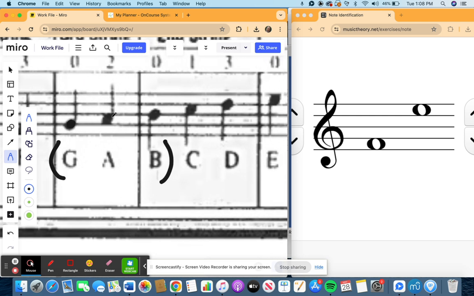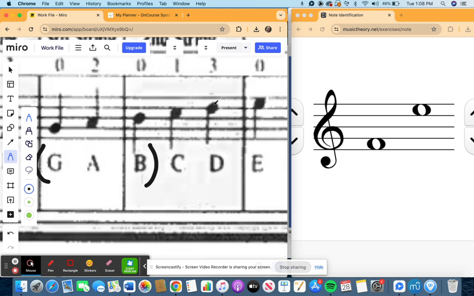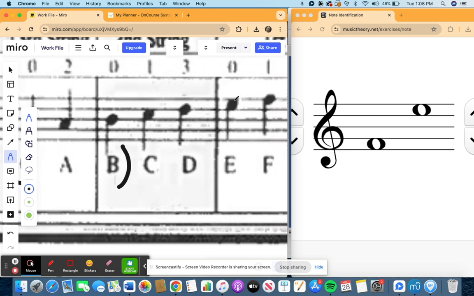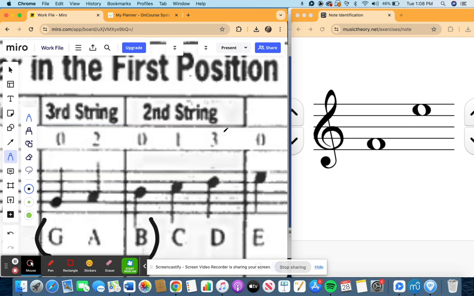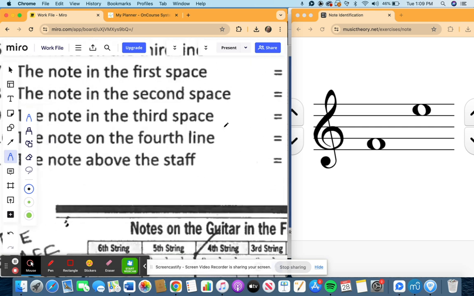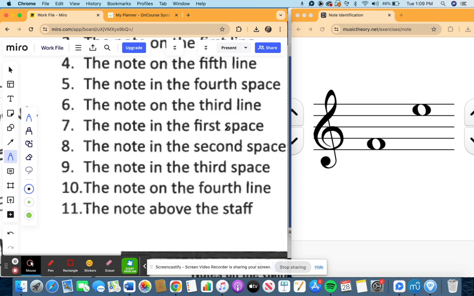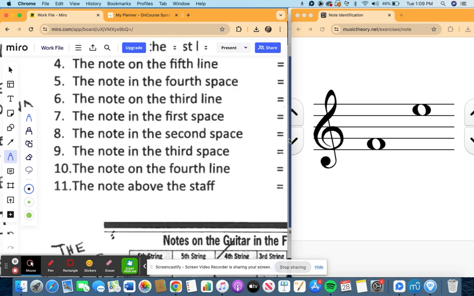Second line, second space, third line, third space, fourth line, fourth space. Its name is E. That was number 5. The note on the third line.